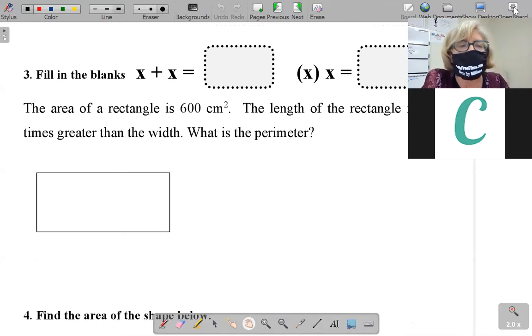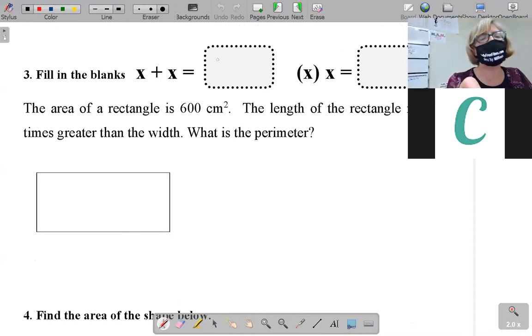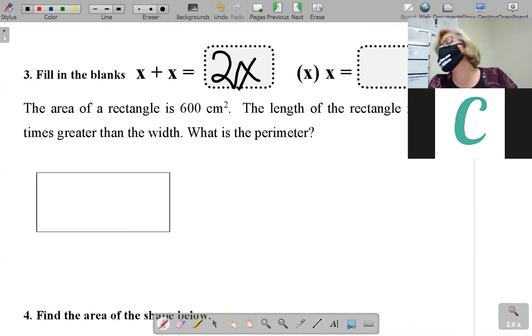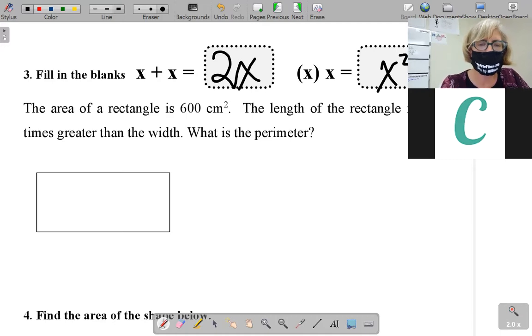Yes. Okay, let's do the top. What's x plus x? X squared. Oh, try that again, dear. X plus x is how many x's? 2x. Yeah, there you go, 2x. What's x times x? X squared. There you go. So that's kind of the difference there. Can you read the problem out loud for us there? Yeah. The area of a rectangle is 600 centimeters squared. The length of the rectangle is 1 1/2 times greater than the width. What is the perimeter? Okay, great.